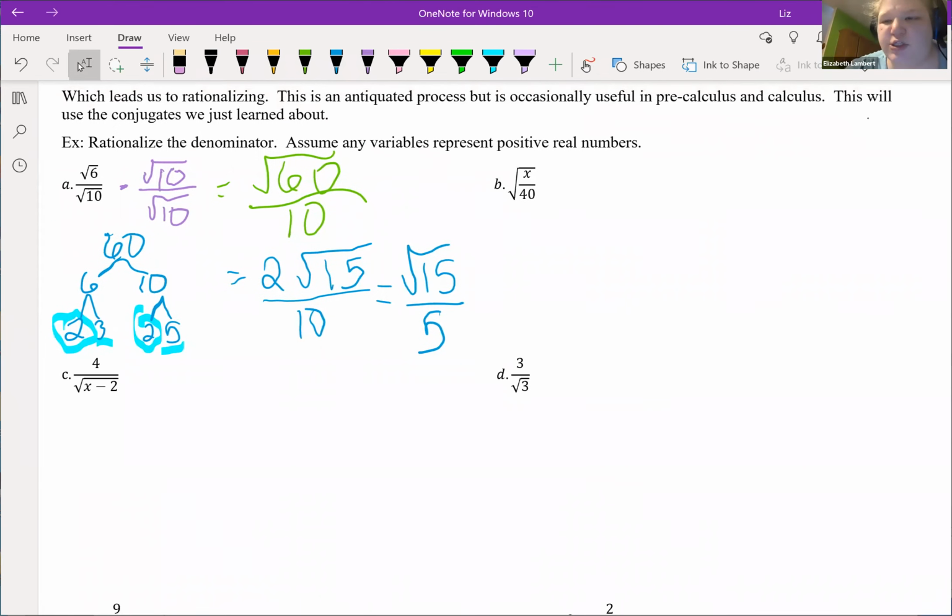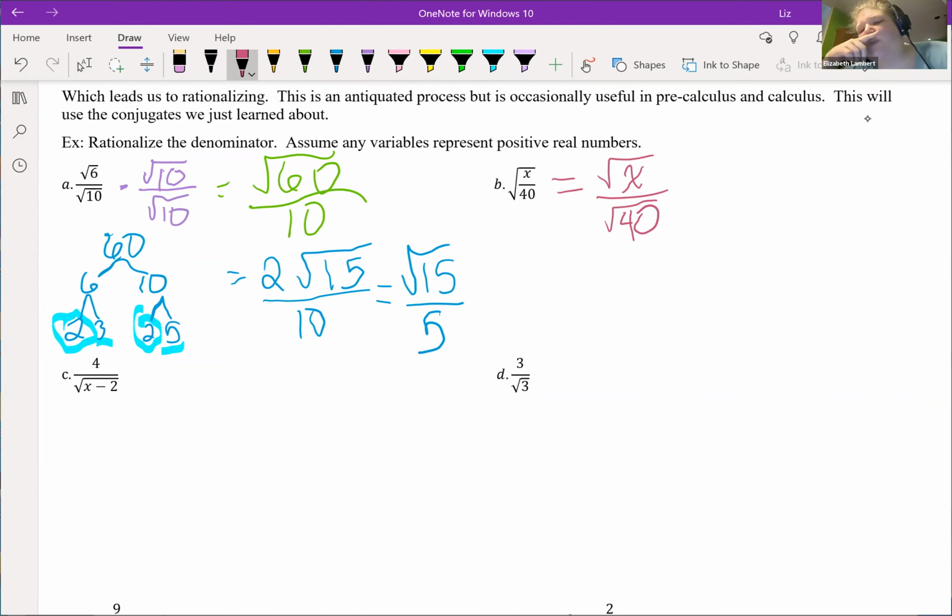So for now, it's just more practice. So this square root of x over 40 is really the square root of x over the square root of 40.